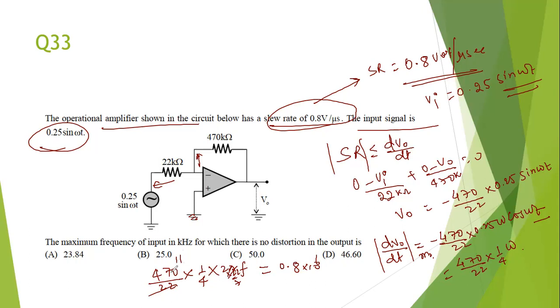Just solve it and you will get f equal to 0.8 into 10 to the power 6 divided by 470, into 28 divided by 2. This is 14 times. After solving, you will get the result. What's the answer?